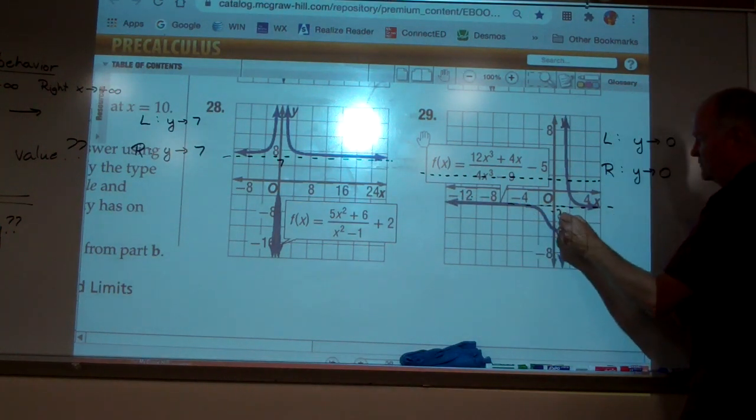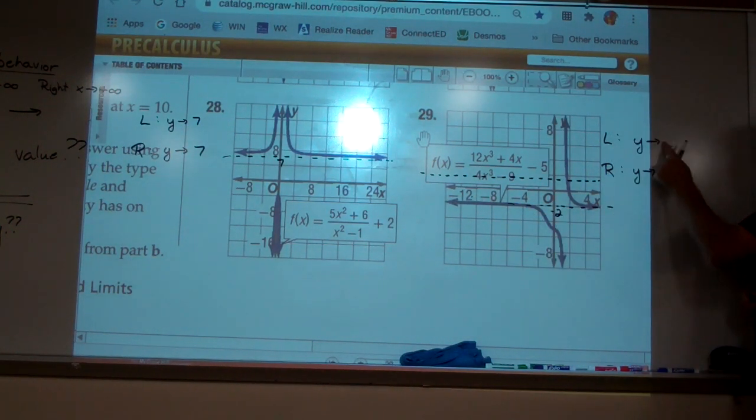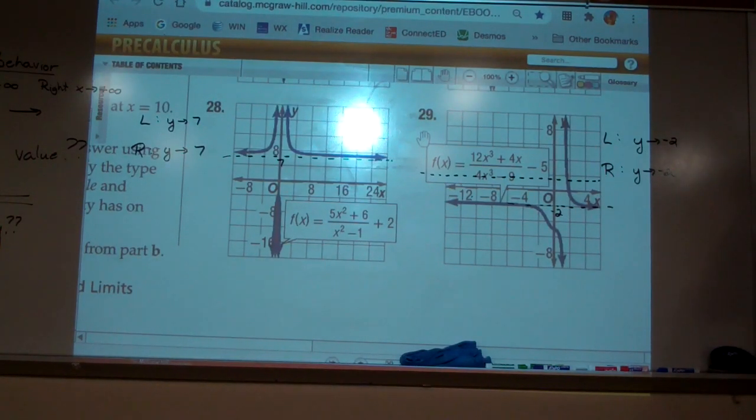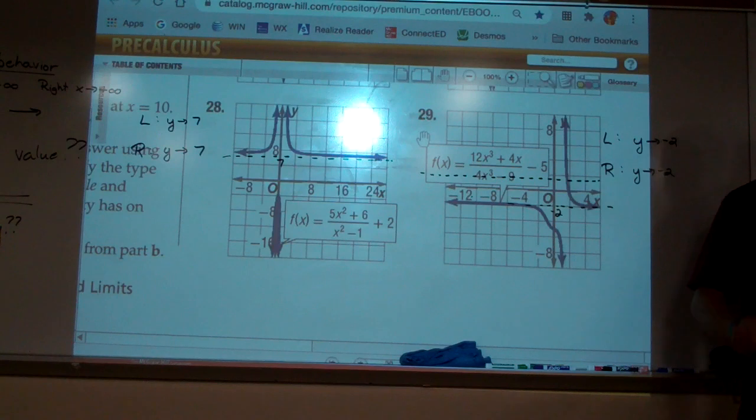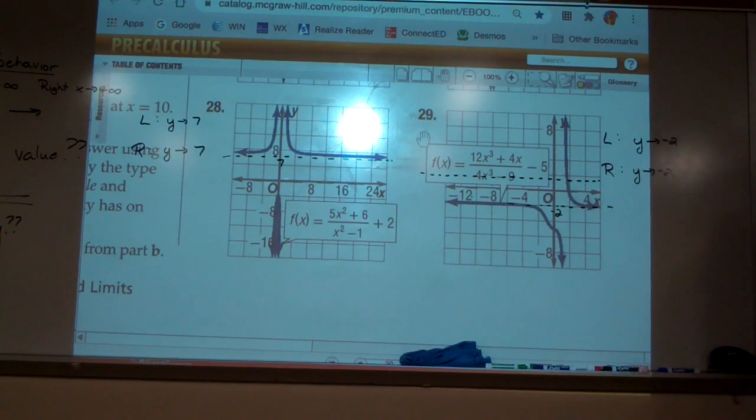So -2 is there. So I'm going to go all the way to the left, y value -2, all the way to the right, y value -2. Okay? Make sure you snapshot and upload it just for the heck of it. And turn it in.